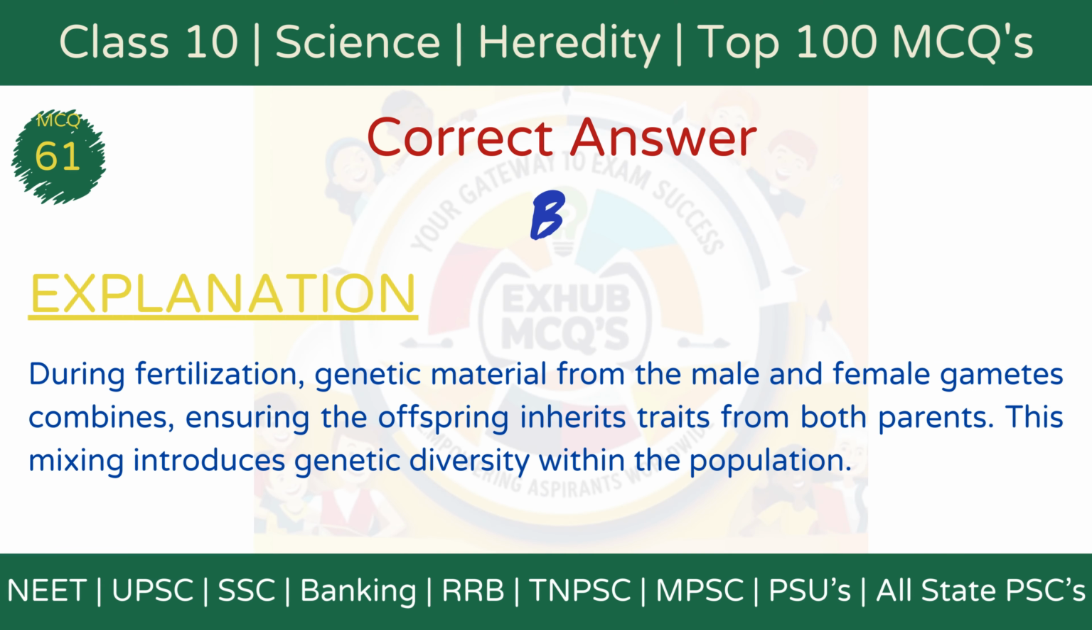The correct answer is option B, genetic material mixes. Explanation. During fertilization, genetic material from the male and female gametes combines, ensuring the offspring inherits traits from both parents. This mixing introduces genetic diversity within the population.